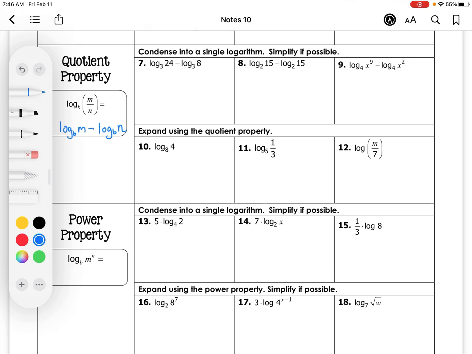For example, number 7, condensing it into just one log. We have 24 then divided by 8, which can be simplified to log base 3 of 3. Now I could actually also simplify this, if possible. Log base 3 of 3. 3 raised to what power gives you 3, and that's 1.